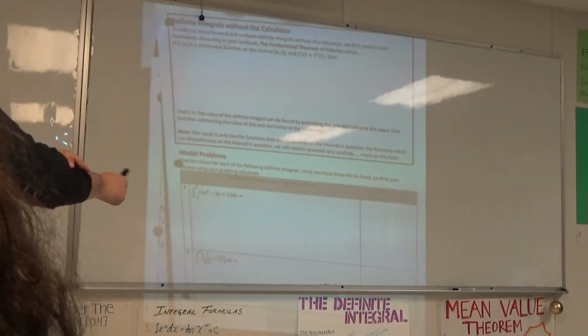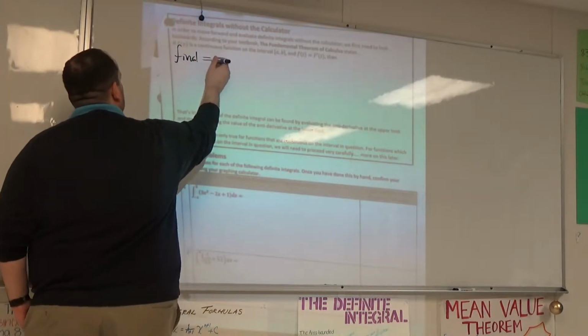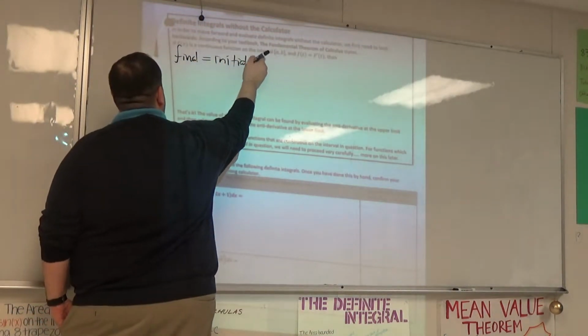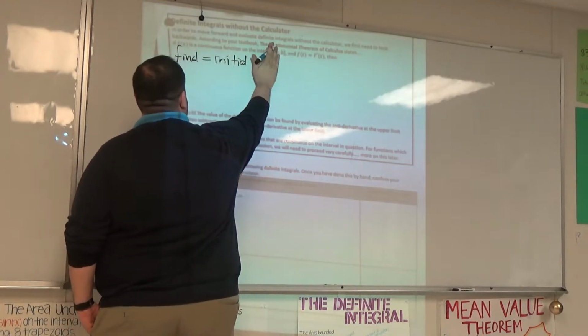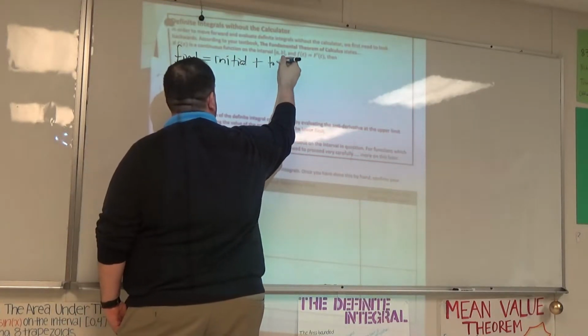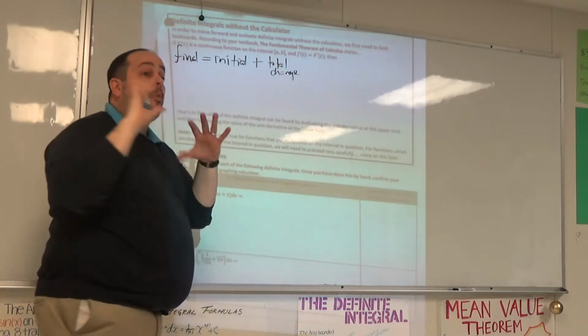Noemi, what's the fundamental theorem of calculus? The final value equals the initial value plus the definite integral. Oh, I thought you were going to go even easier. Final equals initial plus the total change. Right, those were like the words.